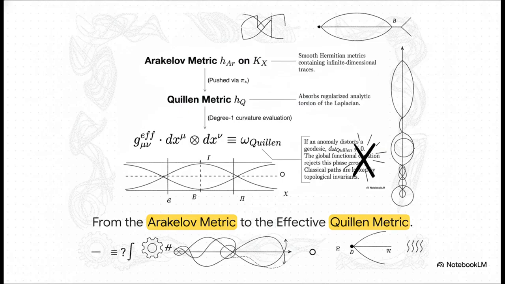By pushing down that Arakelov metric, we integrate out the analytic torsion to generate this effective macroscopic metric, the Quillen metric, shown at the bottom. Because this effective spacetime metric is locked in by topological invariance, any attempt to distort a classical geodesic creates a non-zero differential phase error. And guess what? The global functional equation forcefully rejects that error, locking the geometry permanently into place.